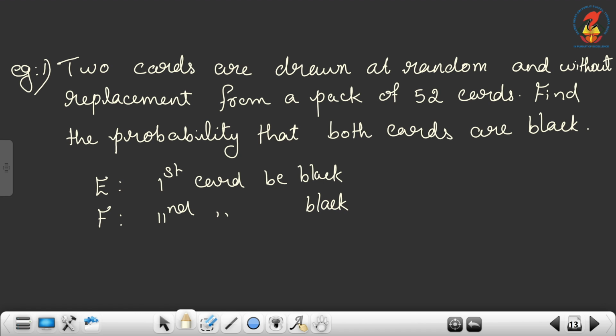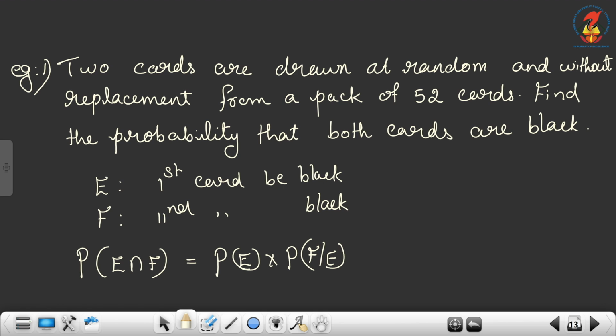Here, what we have to find is the probability that both cards are black. So the notation is E intersection F, isn't it? We need both, that's why the intersection symbol. If it is either or, you have to use the union symbol. So what is P of E intersection F by the multiplication theorem on probability? We can write it as P of E into P of F given E.